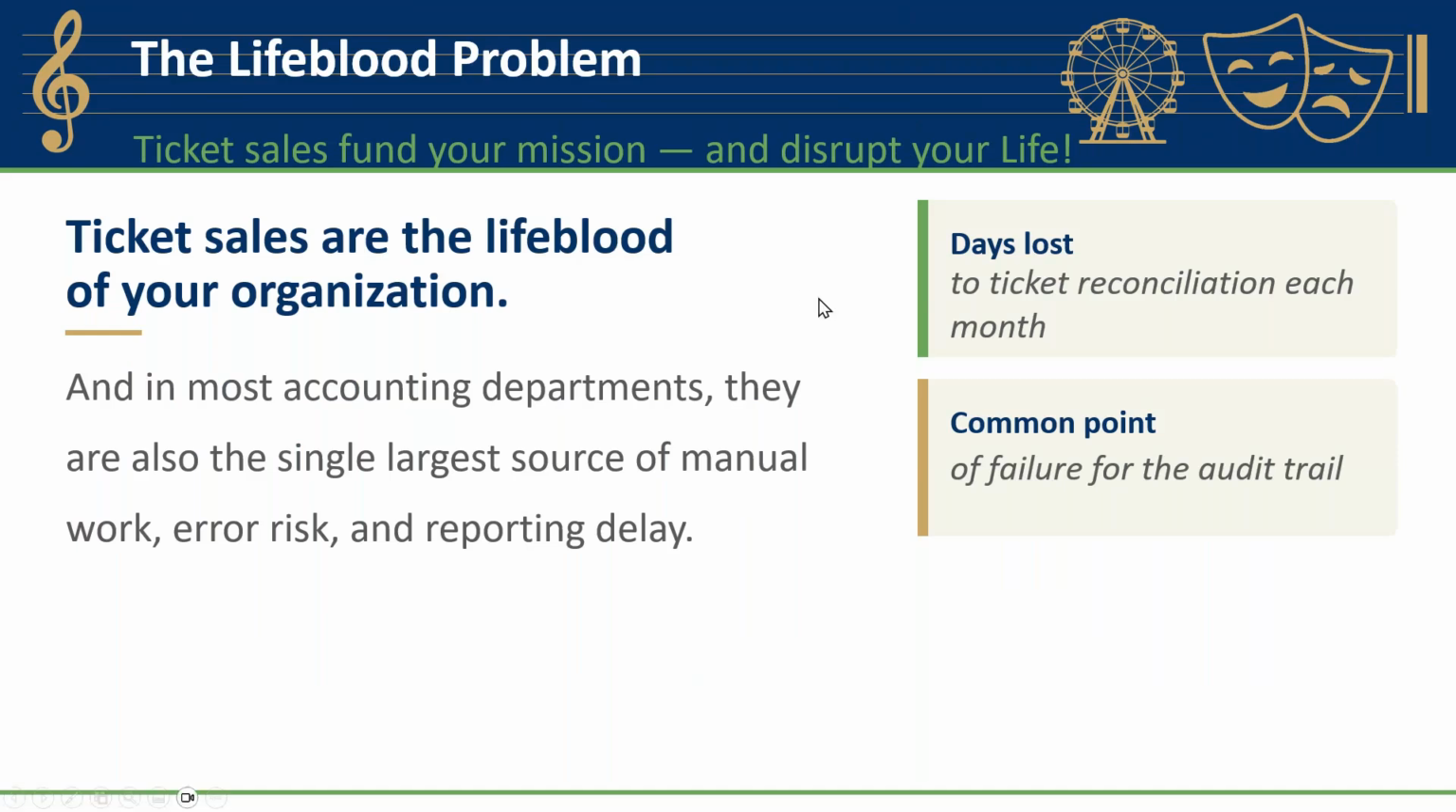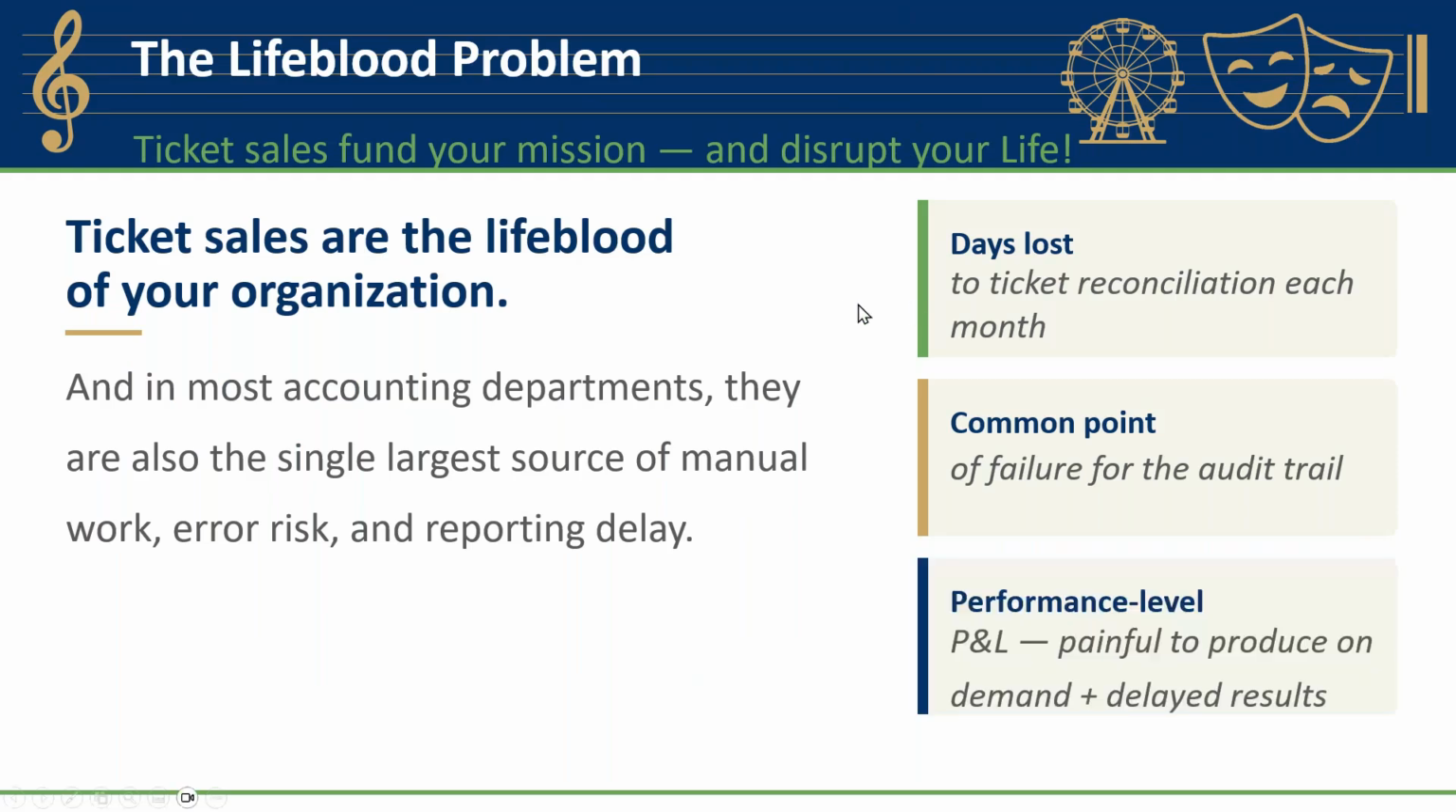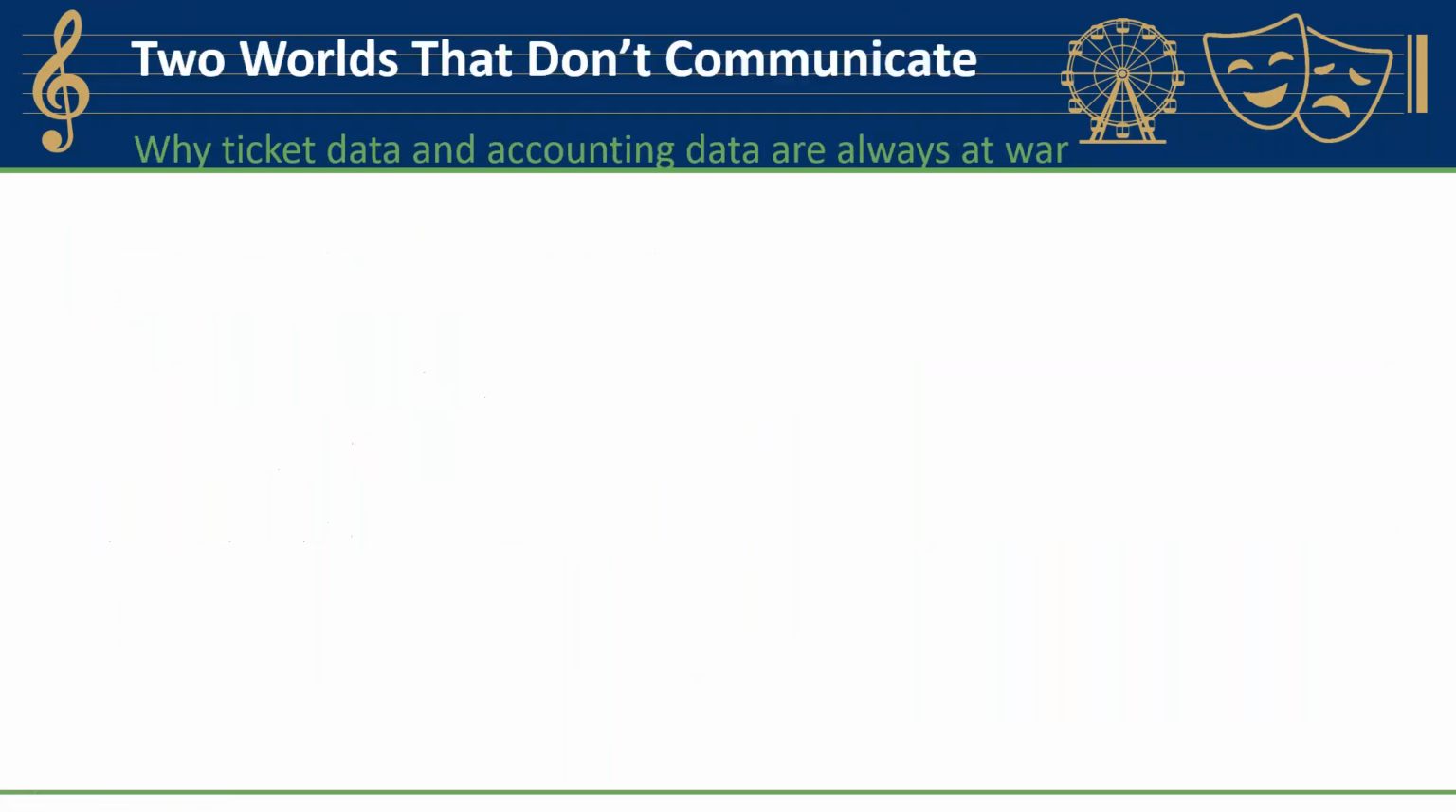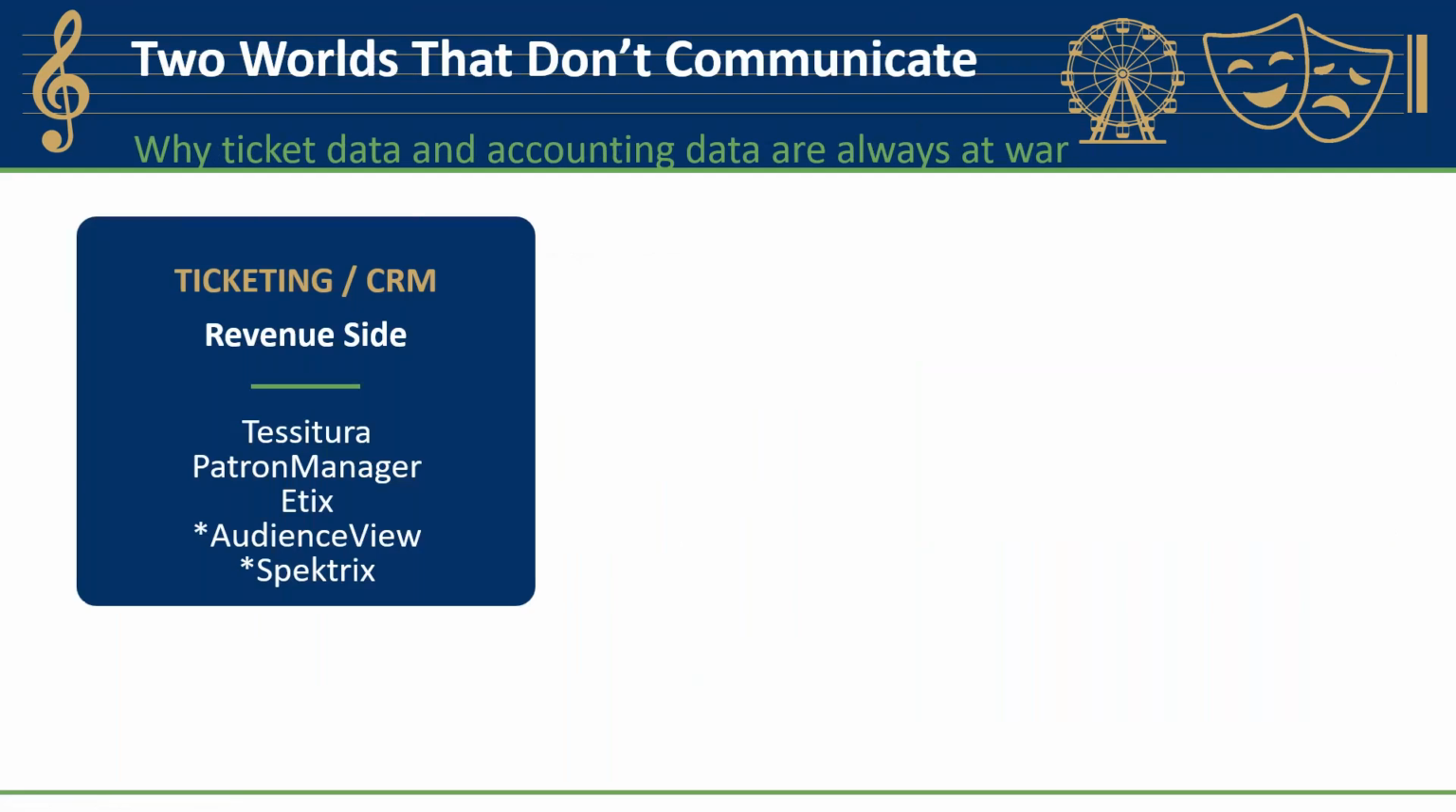Because it's manual and so laborious, it is a common point of failure and therefore receives a lot of scrutiny from auditors. At the end of the day, you want, of course, a performance level profit and loss. It's just so stinking painful to come up with. So why is that? Well, let's first talk about getting information from your ticketing system.